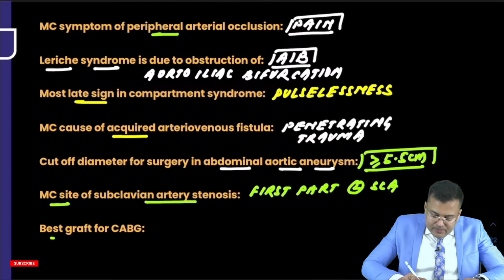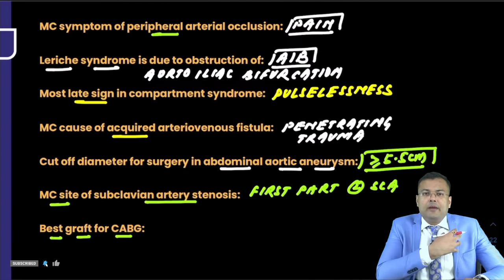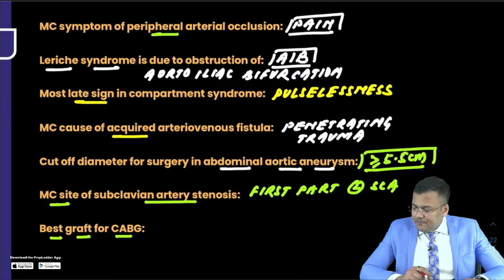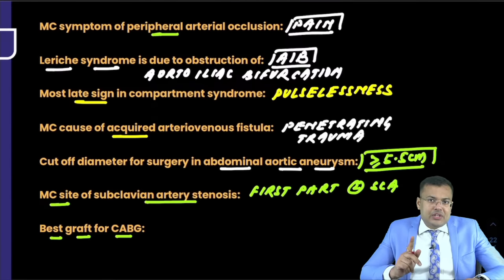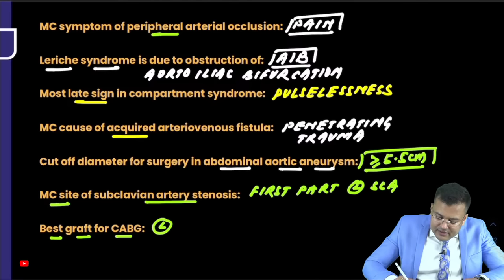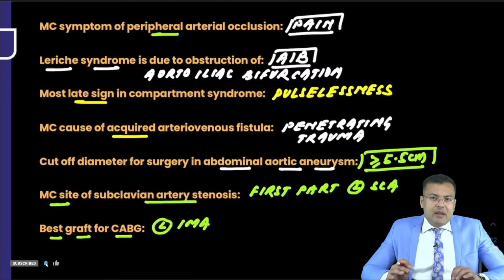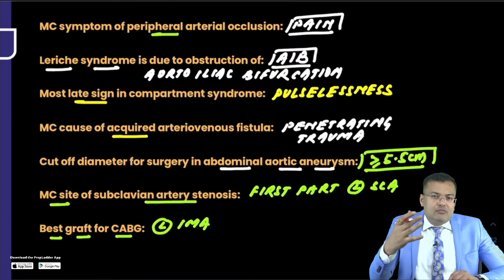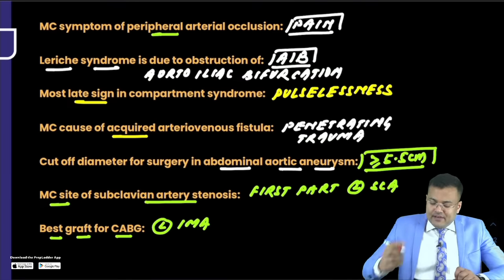Next, what is the best graft for CABG, coronary artery bypass grafting? Aftab Pasha is the first person to reply correctly. It is LIMA, the left internal mammary artery. This is the best graft. And which is the most commonly used graft? The saphenous vein.